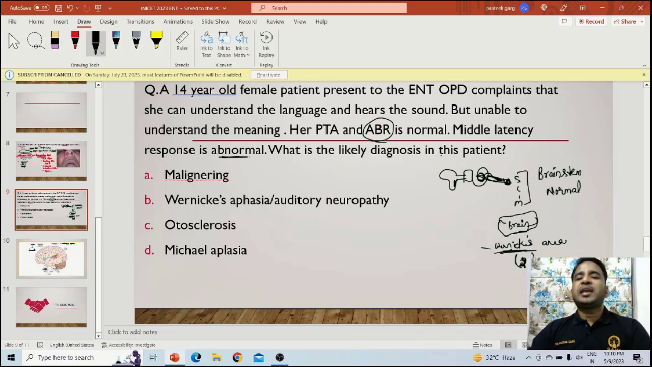What is our likely diagnosis in this patient? Malingering? No. A 14-year-old child being unable to understand speech is not a symptom of malingering, so it is not the correct option. Otosclerosis? No. Because it is a middle ear pathology, in otosclerosis pure tone audiometry will be abnormal.